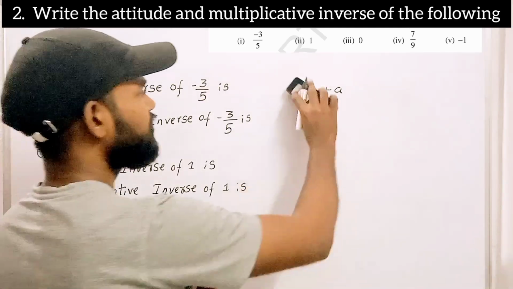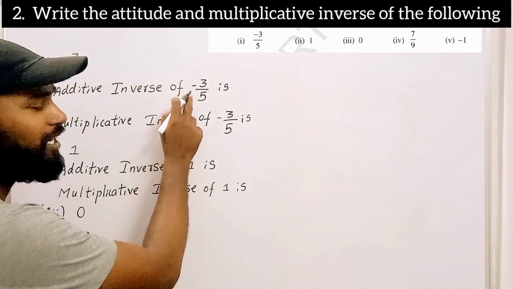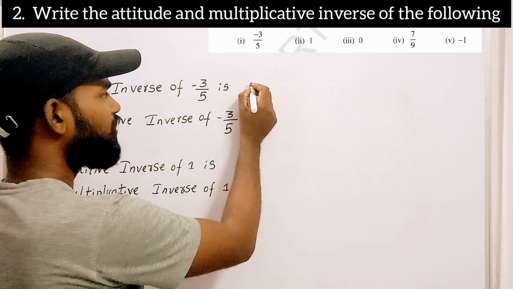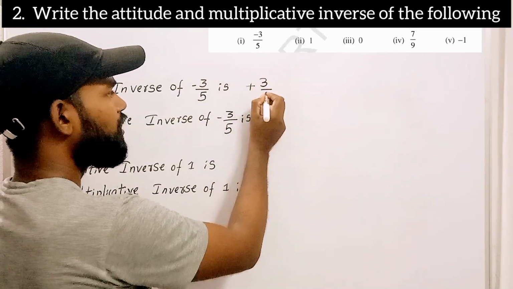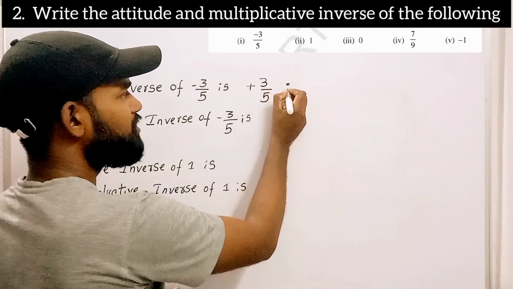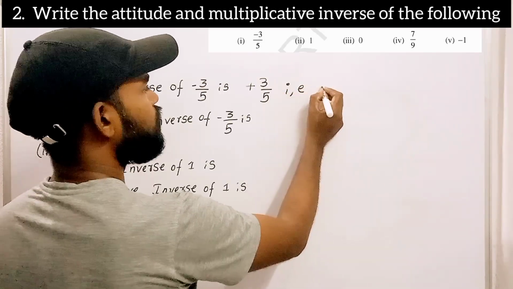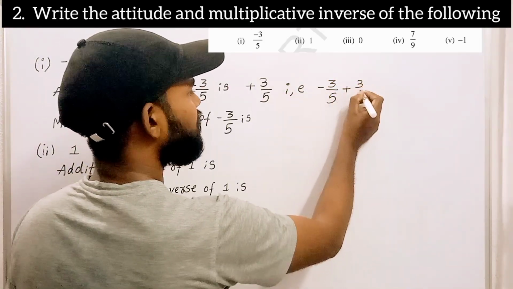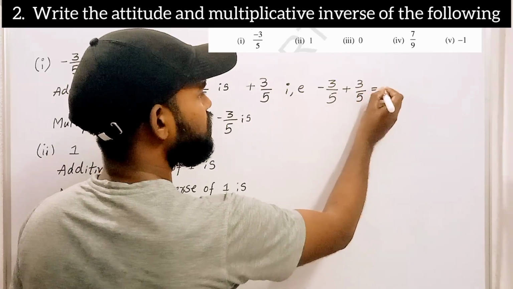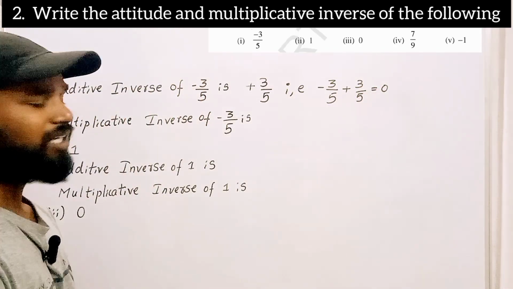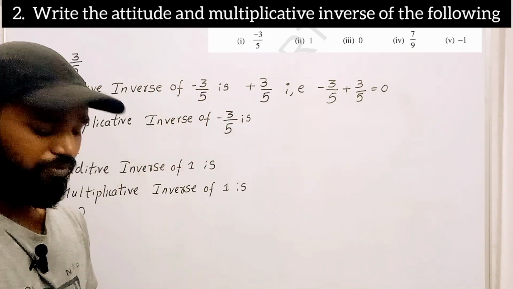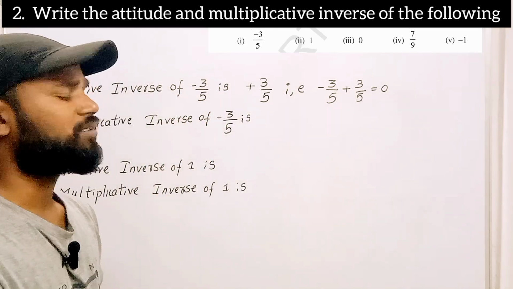Okay. So in the same manner, what is the additive inverse of minus 3 by 5? The additive inverse of minus 3 by 5 is plus 3 by 5. That is the result you can see here: minus 3 by 5 plus 3 by 5 is equal to 0. Yes, are you getting it? The additive inverse of minus 3 by 5 is plus 3 by 5. You can do it for any number.